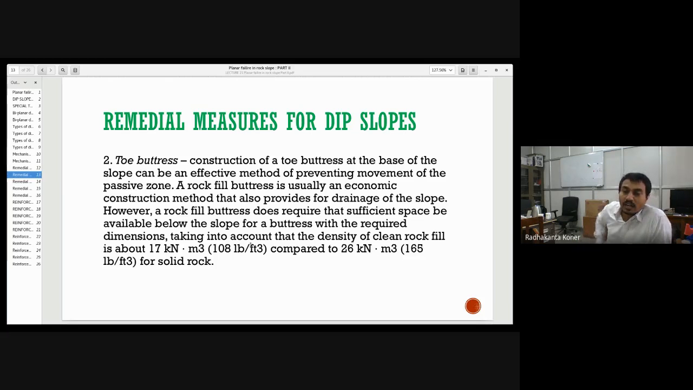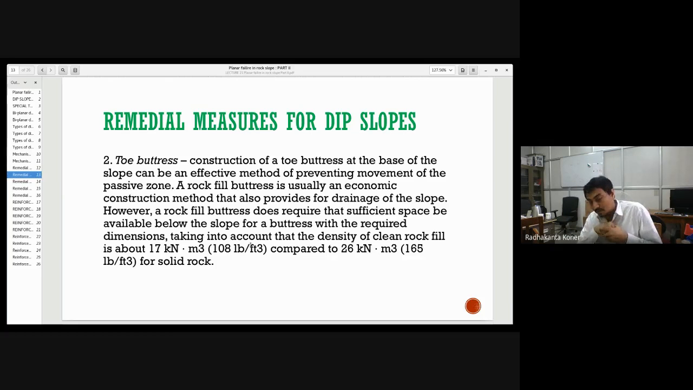If the material density is 17 kilonewton, we are placing a bulky amount of material whose density is high. If the density is more, that will exert a higher amount of pressure on that wall, and by exerting that higher pressure, effectively it will be in a stable condition.